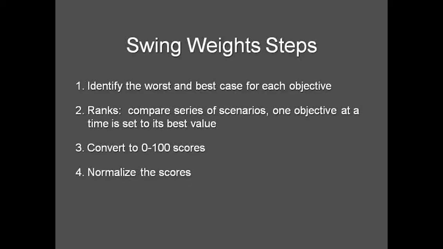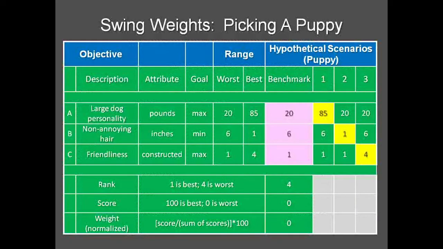So let's go through an example. Let's imagine a situation where we have decided to pick a puppy. We've decided to get a puppy for our pet, and now we actually have to decide which puppy we're going to buy. We have 3 different objectives. We like the personality of large dogs, so we think a good attribute for that would be the pounds that we expect the dog to weigh as an adult, because we think that would be a good measure of whether or not that dog will have a large dog personality, which we like. We are not so much in favor of long-haired dogs because there's annoying hair all over the place.